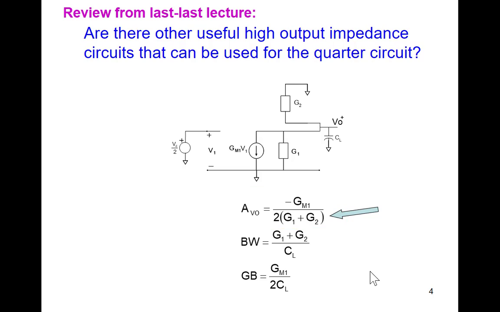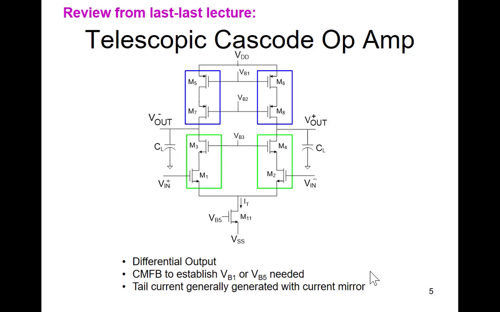What did we do with the Cascode circuit? Jake, what did the Cascode circuit do? It decreased G1 and G2. GM1 stayed the same and G1 and G2 decreased, so that resulted in a net increase in gain. No improvement in gain bandwidth product, if more is better, but no deterioration either. And that resulted in this structure right here.